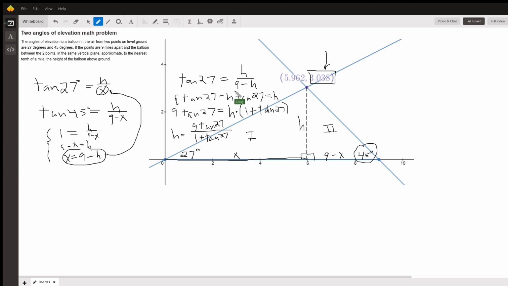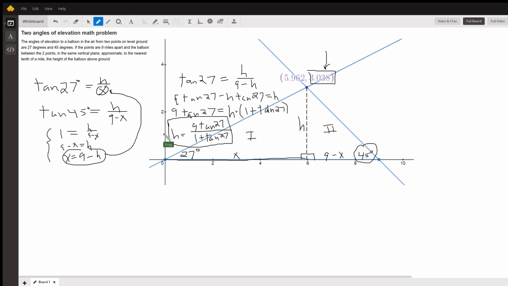How did I do that? I multiplied both sides by 9 minus h. So 9 tangent of 27 minus h tangent of 27 equals h. Now I like to get the terms containing h on the same side of the equal sign. So I picture transposing this minus h tangent of 27 to the right side of the equal sign and factoring out the h at the same time. And once I do that, I can solve for h by dividing by 1 plus the tangent of 27. So there's your answer right there.